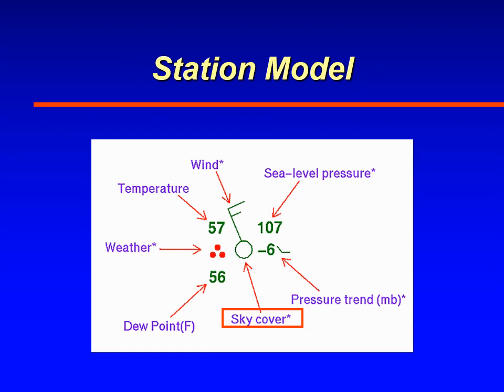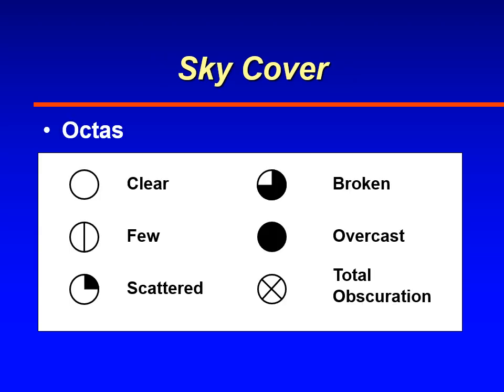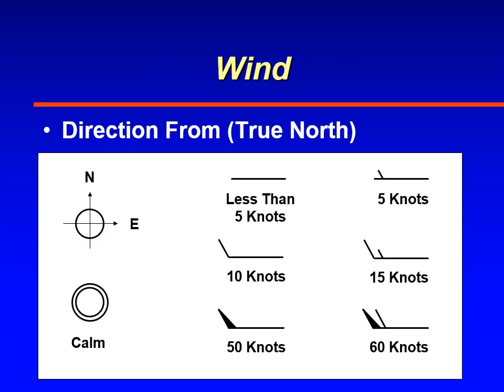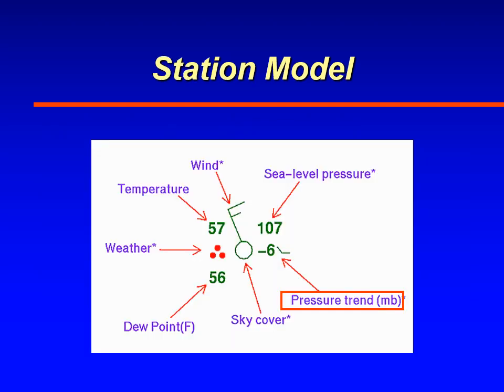Also, they put the sky condition or the sky cover, and they use the octas to represent that. You're probably familiar with clear, few, scattered, broken, or overcast, and then of course obscured. It depends upon the number of eighths of the sky covered with clouds. The wind is also plotted. Most of you are probably familiar with this. They use wind barbs to tell you which direction the wind is coming from, and then they use pennants or little flags to indicate the strength. A calm wind is indicated with a circle around the station.